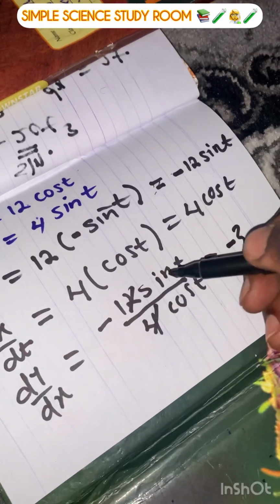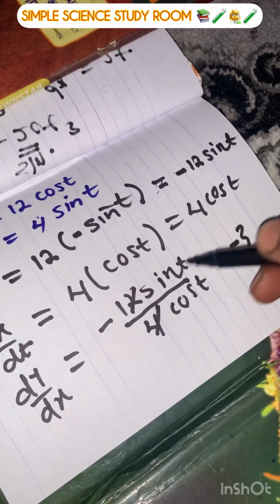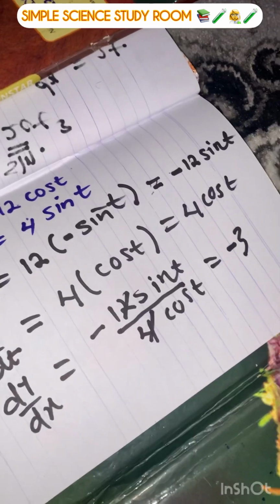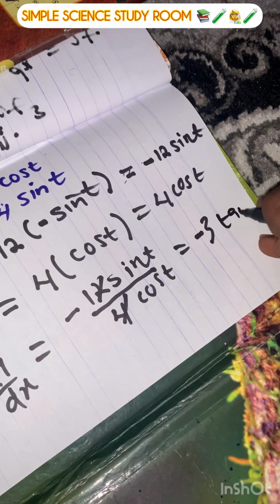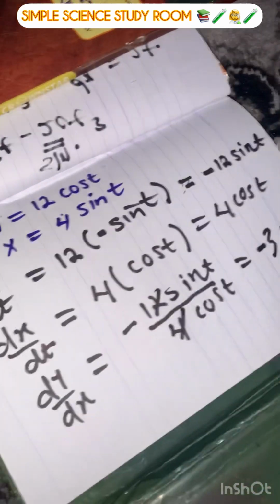Then from the trigonometric functions, we know that sin t divided by cos t is always tangent t. Therefore here we have negative 3 tan t. This is it, very simple.